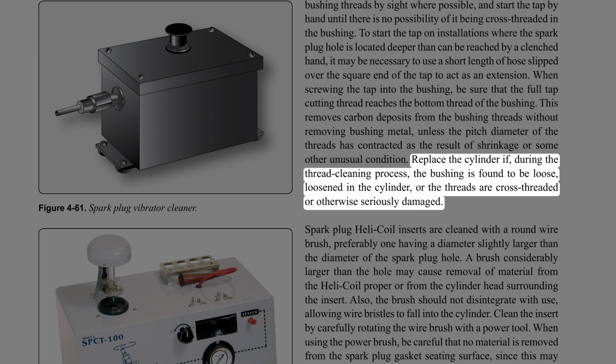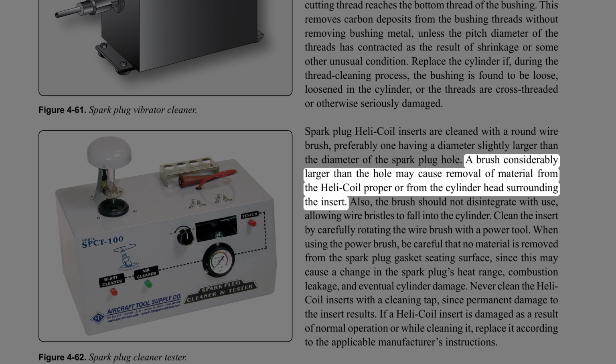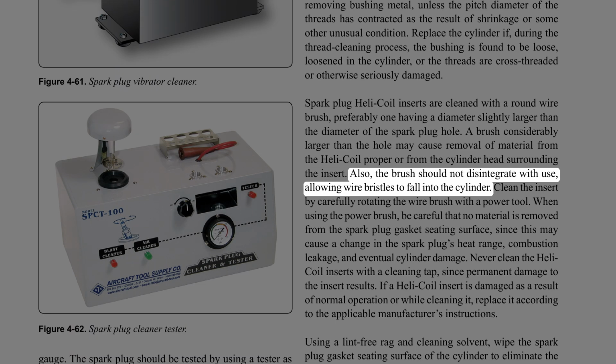Replace the cylinder if, during the thread cleaning process, the bushing is found to be loosened in the cylinder, or the threads are cross-threaded or otherwise seriously damaged. Spark plug helicoil inserts are cleaned with a round wire brush, preferably one having a diameter slightly larger than the diameter of the spark plug hole. A brush considerably larger than the hole may cause removal of material from the helicoil proper or from the cylinder head surrounding the insert. Also, the brush should not disintegrate with use, allowing wire bristles to fall into the cylinder.